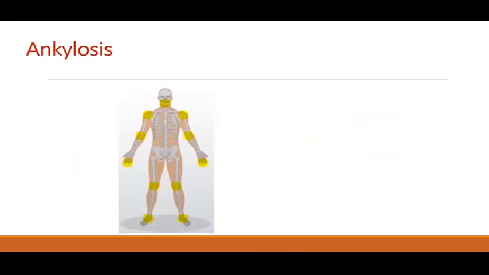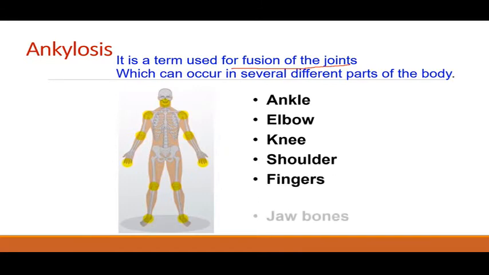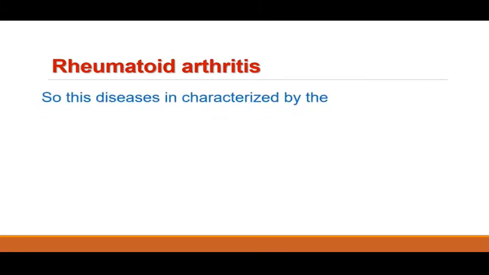Ankylosis is a term used for the fusion of the joints, which can occur in several different parts of the body. These are the ankle, elbow, knee, shoulder, fingers, and jaw bones. It causes a stiffness of a joint due to abnormal adhesion and rigidity of the bones of the joints, which may be the result of injury or diseases. The rigidity may be complete or partial and may be due to the inflammation of the muscular structures outside the joint or of the tissues of the joint itself.